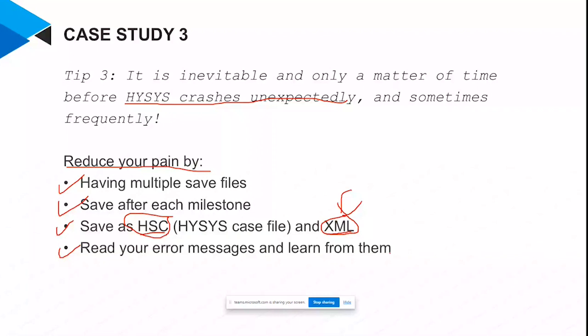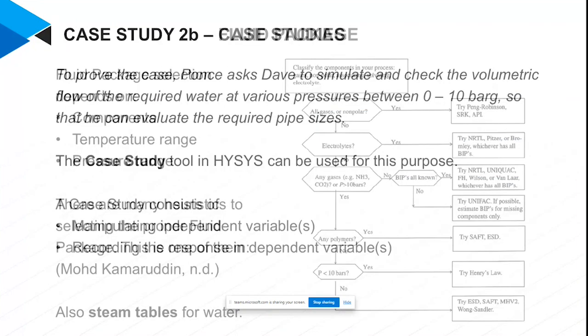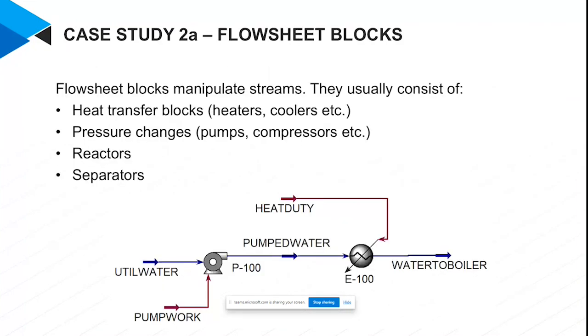So let's move on to the third case study we have for today, which is the reactions. So you can go back to this slide, right? We see that there are 4 main types of flow sheet blocks. We have heat transfer, we have pressure changes, we have reactors, and we have separators. So we have covered the simple ones. I started with the simple ones, the pressure change, where you only need to give it the pressure change, which is the pump here.